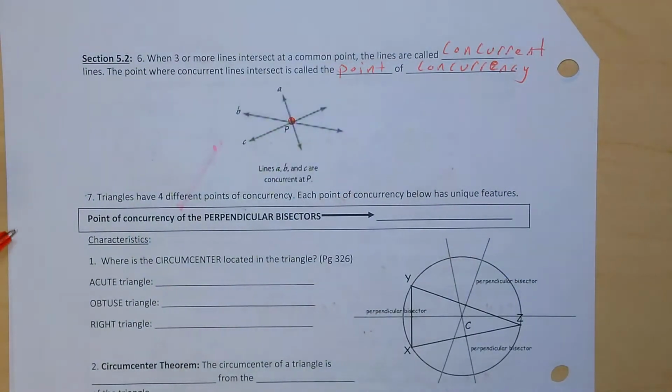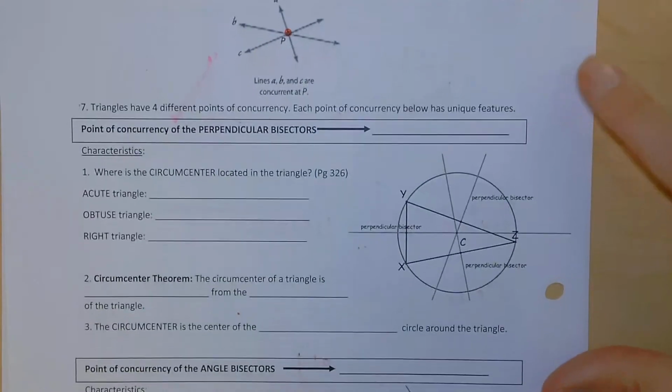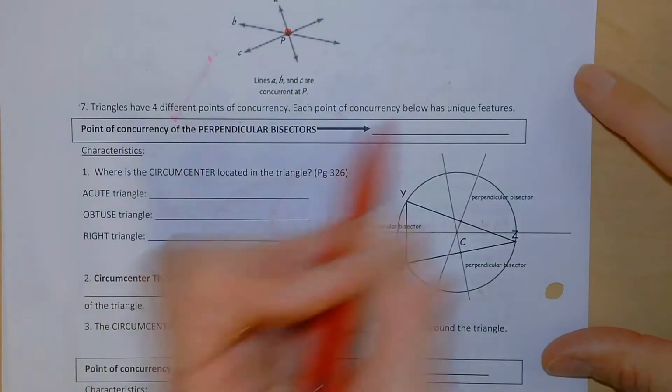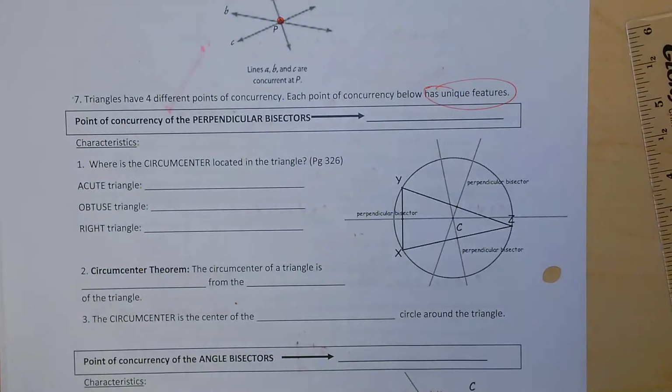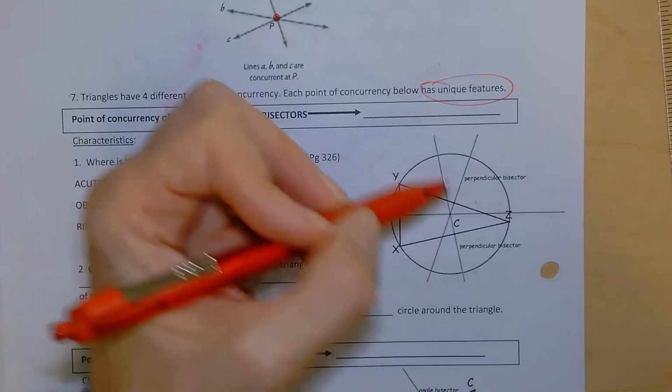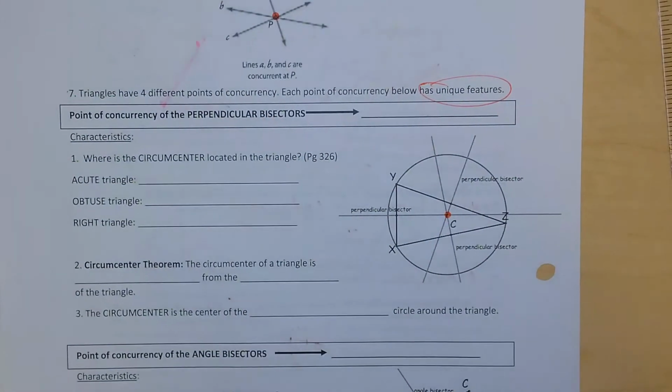Okay, so triangles, since we're studying triangles still in chapter 5, triangles have 4 different points of concurrency. Each point of concurrency has its own unique features. So there are going to be things that you're expected to know about these points of concurrency. So we're going to go through them. All right, so this is the point of concurrency right here of the 3 perpendicular bisectors.